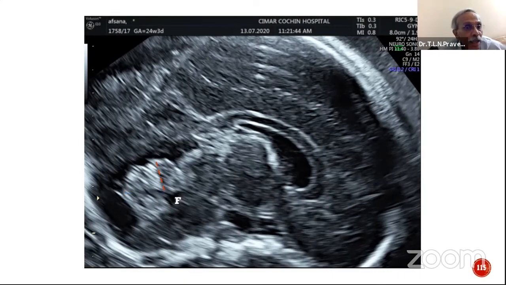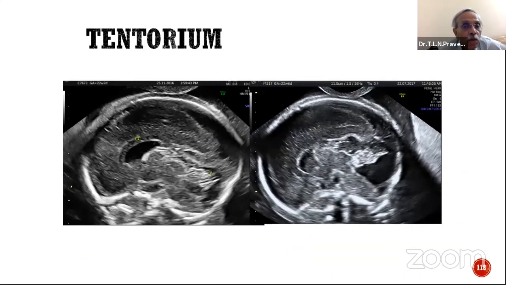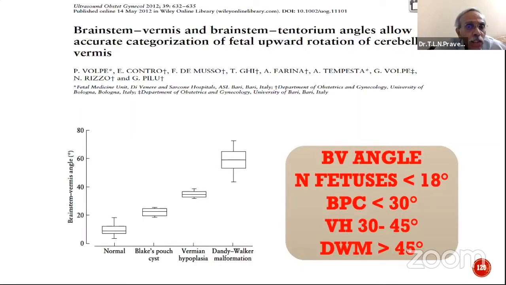As it is anchored above, it is displaced upwards. As it gets displaced upwards, there is always a rotation which can be assessed by taking what is called the BV angle or the BT angle. Both the BT angle and BV angle are taken into consideration to assess the location of the vermis. But the problem is that there is a lot of overlap in the BV angle.